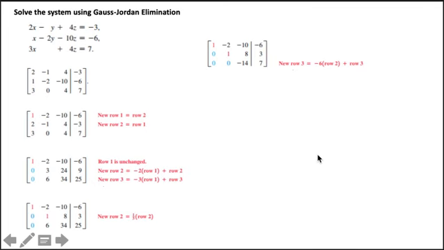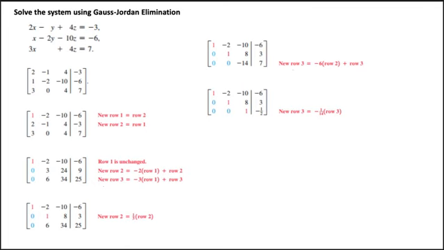All right, getting complicated, right? Now I'm going to get a 1 where that -14 is. To get a 1 there, I'll divide that row by -14, same as multiplying by -1/14.